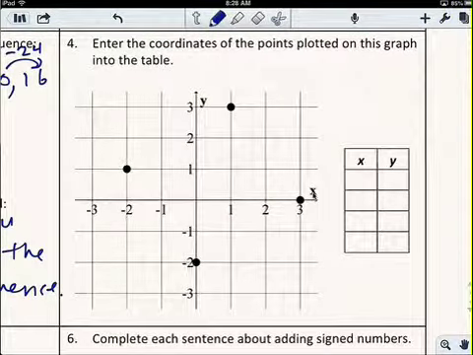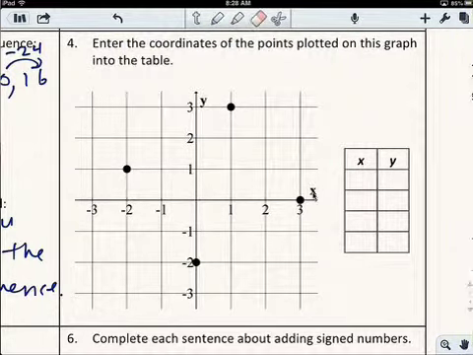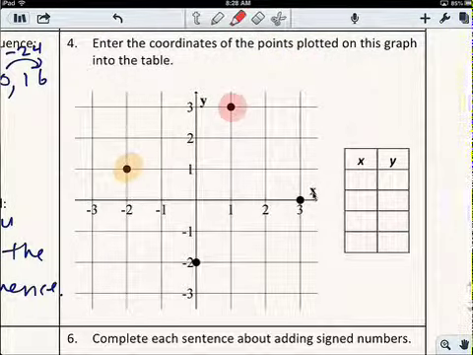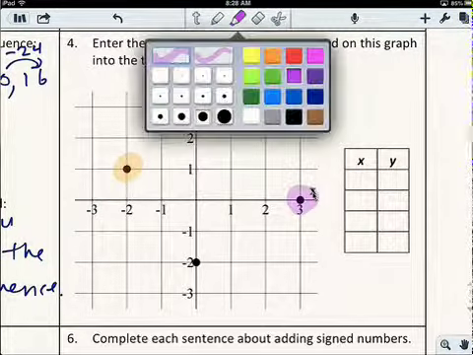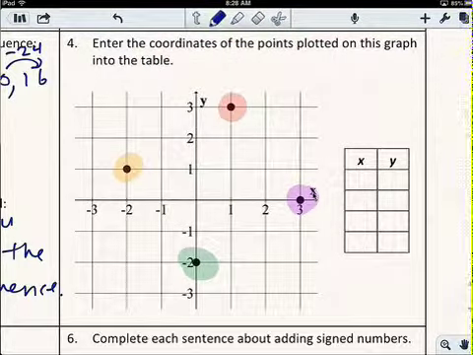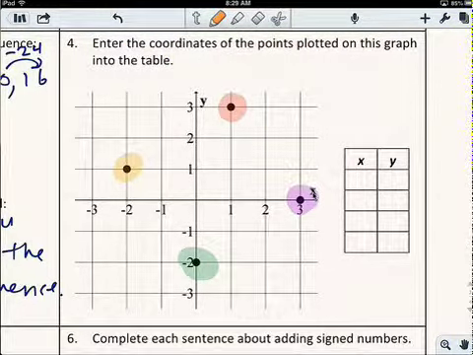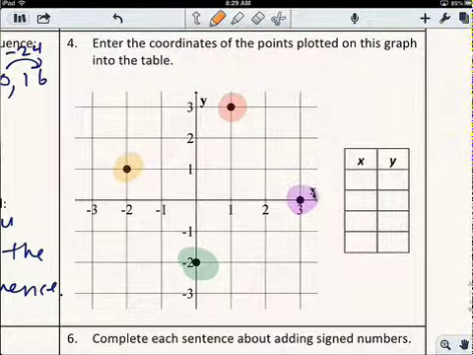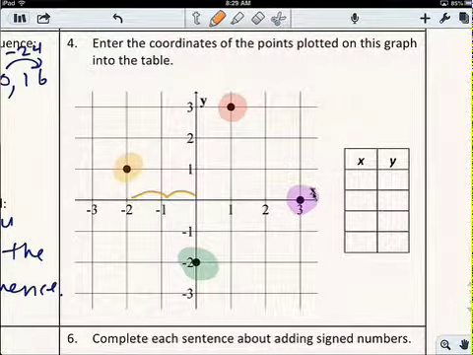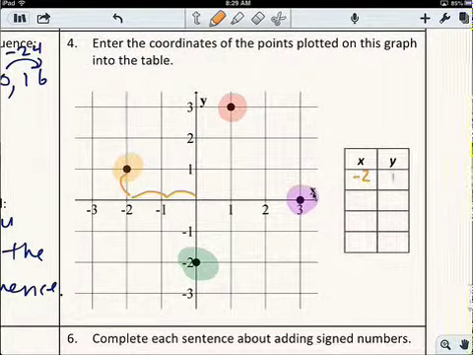Enter the coordinates of the points plotted on this graph. So I'm going to highlight them so that we can color coordinate here, and you can see which points are where. Okay, so let's go for the orange point first. Looking at that, we always do x coordinates before y coordinates. Its x coordinate is -2, and then its y coordinate is +1. So that's -2 and +1.